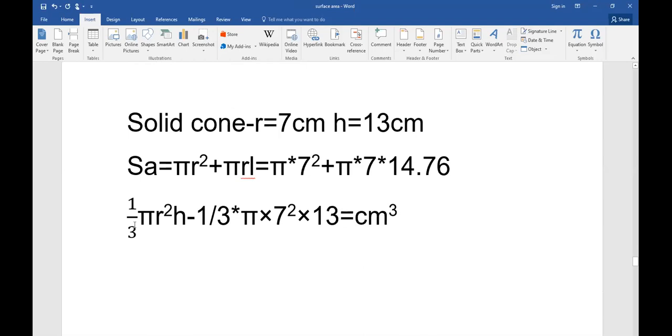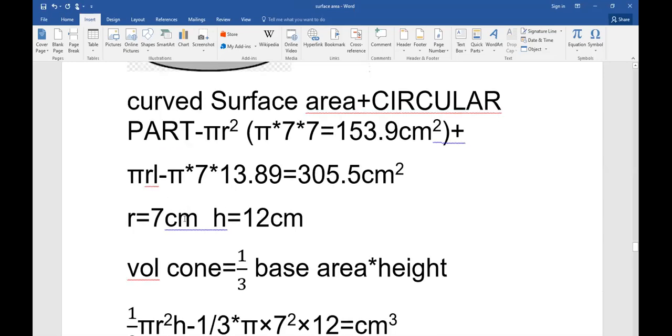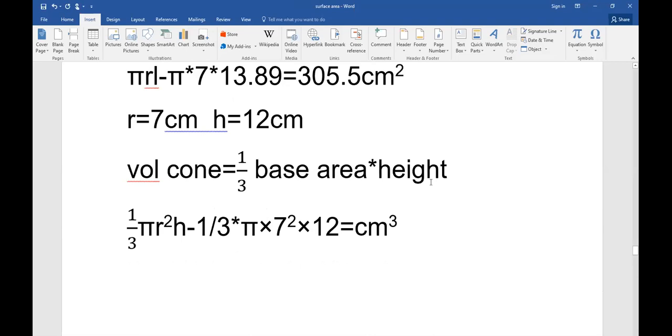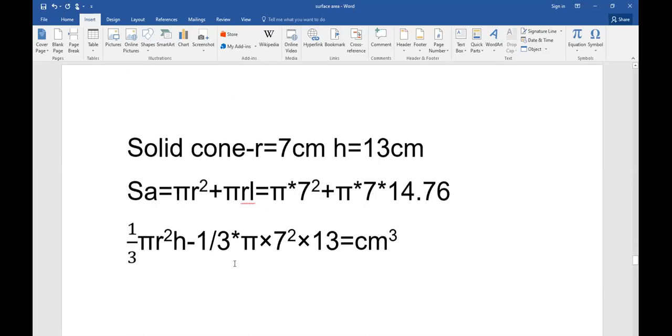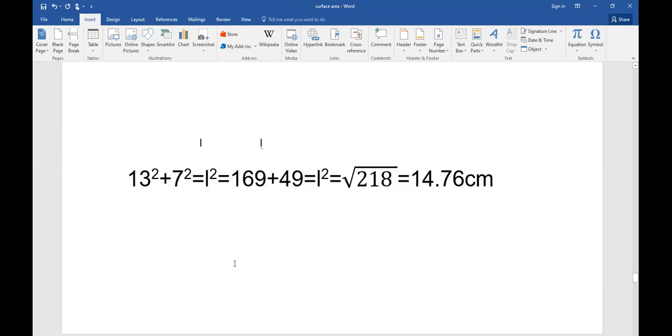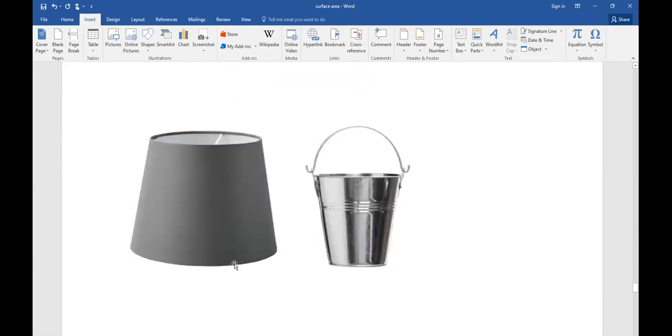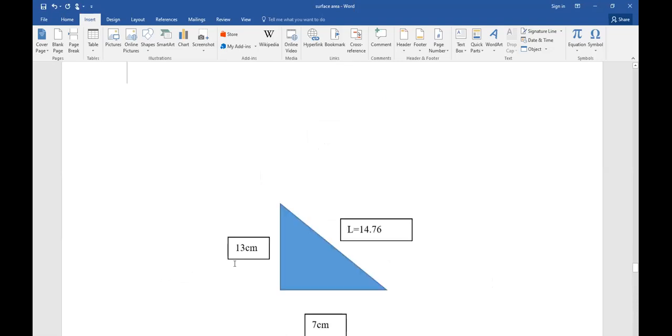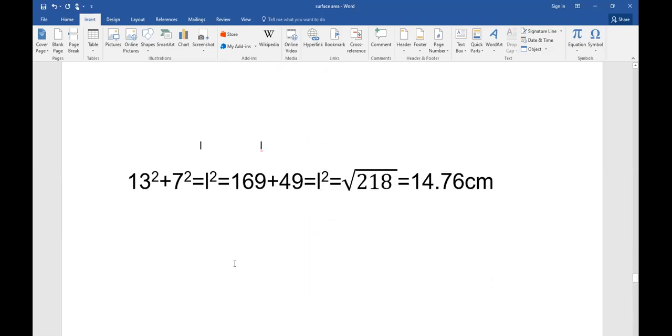A third pi r squared h, because it is a third, remember what I said is a third base area times the height. The base of a cone is a circle, and the formula of finding the area of a circle is pi r squared. So that is what you have. So basically, that is how you find the surface area of a cone.